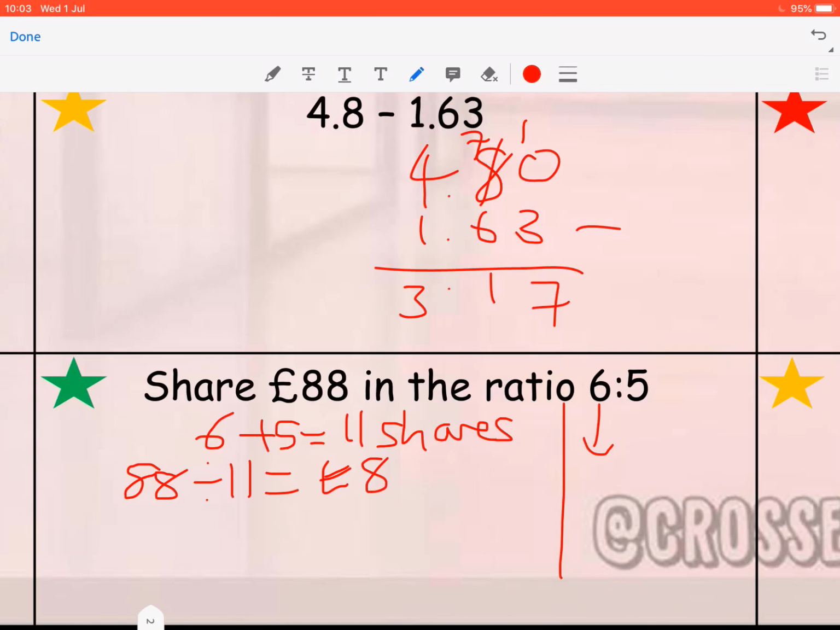So I got 6 lots of £8 and 5 lots of £8. 6 lots of £8 is 48. 5 lots of £8 is 40.